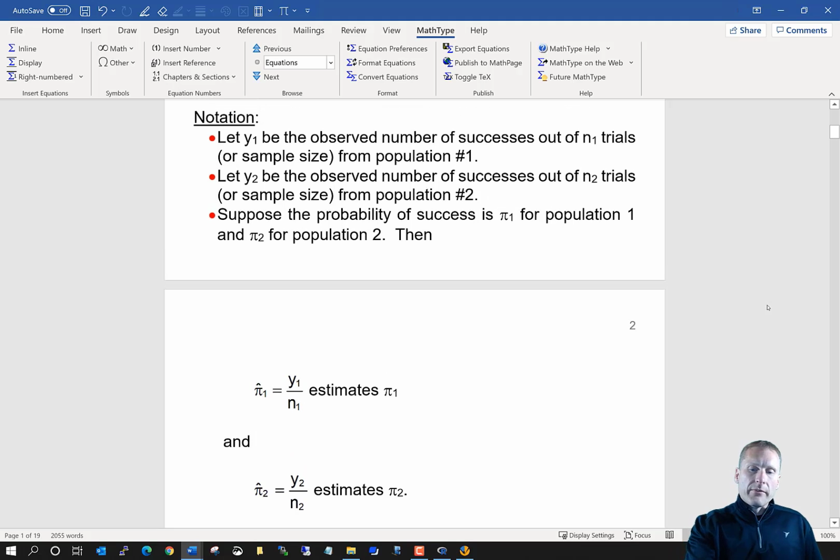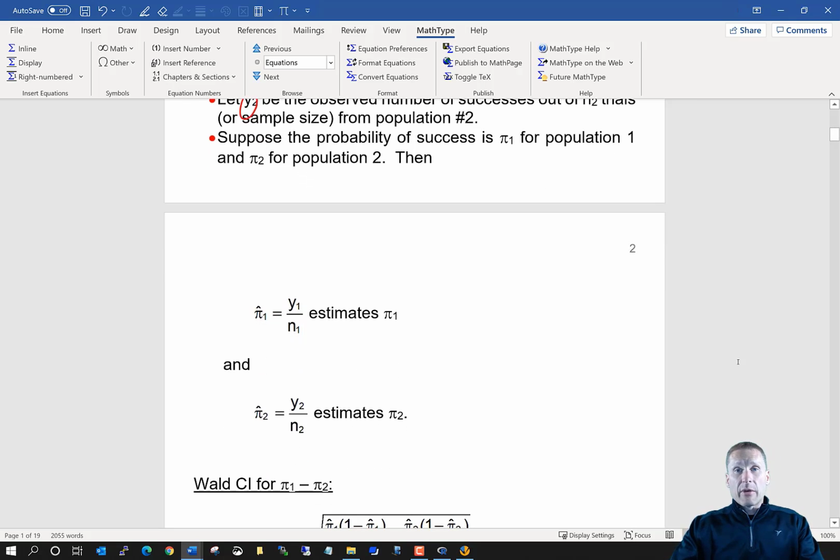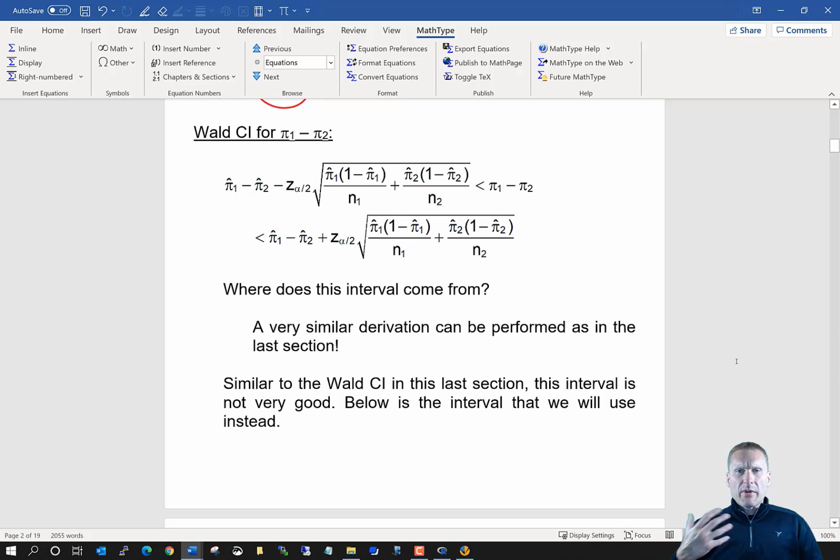So we're going to let y1 be the observed number of successes out of n1 trials, where n1 could be thought of as the sample size that's coming from population number 1. Y2 is going to be the observed number of successes out of n2 trials from population number 2. And again, we're trying to estimate pi1, pi2, and we estimate them by the observed proportions. Okay, so similar to what we saw for dealing with one population proportion, we can find a Wald confidence interval.